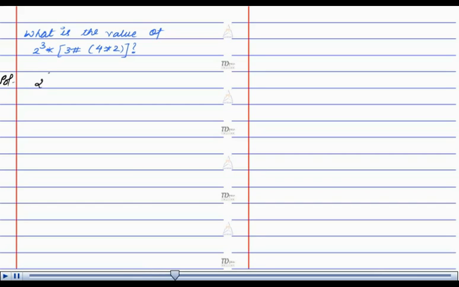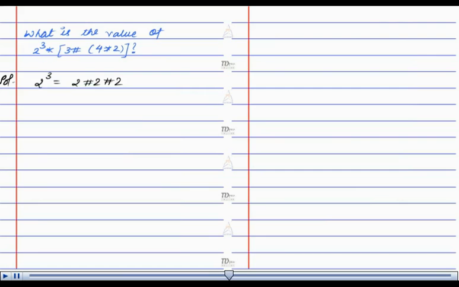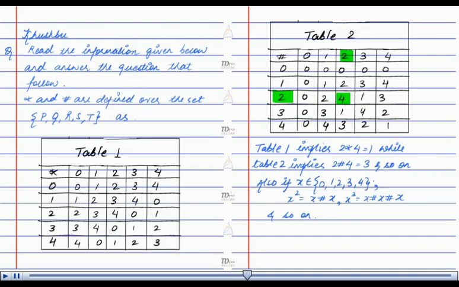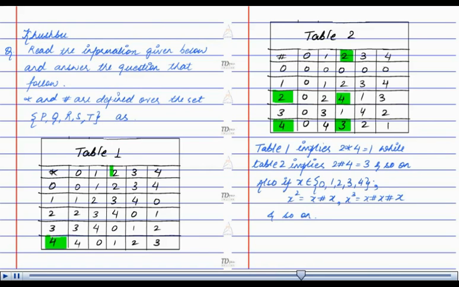We know that 2 cube will be 2 hash 2 hash 2. From the table, we observe that 2 hash 2 is nothing but 4. Therefore, it becomes 4 hash 2, which from the table can be seen as 2 hash 4, that is 3. Therefore, 2 cube comes out to be 3. Similarly, 4 star 2 from the table can be seen as 1.